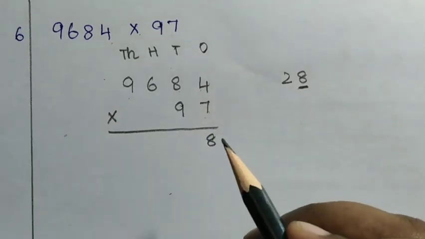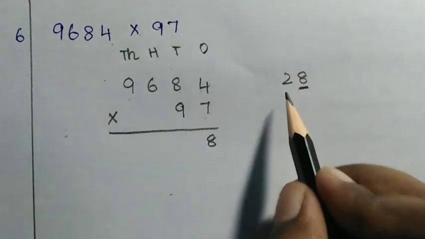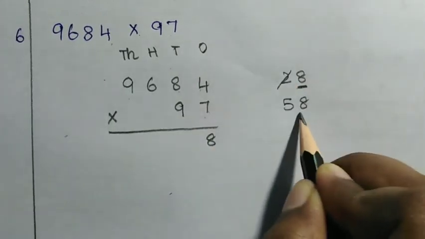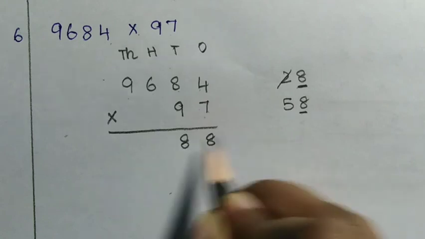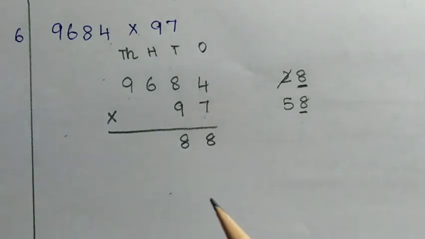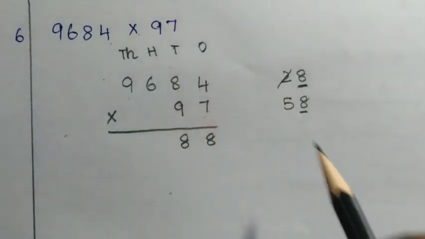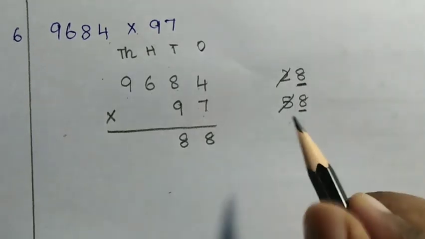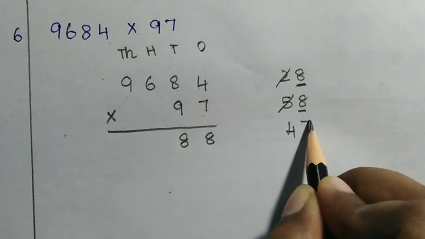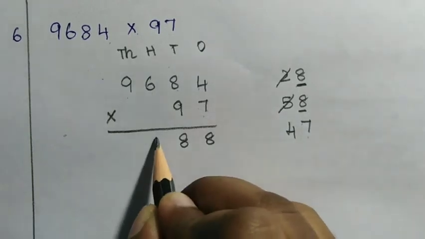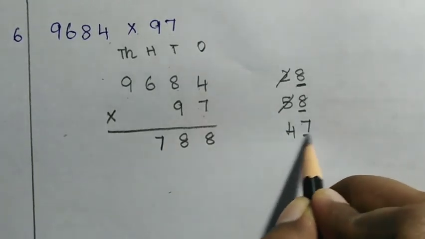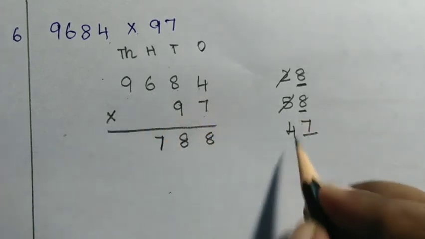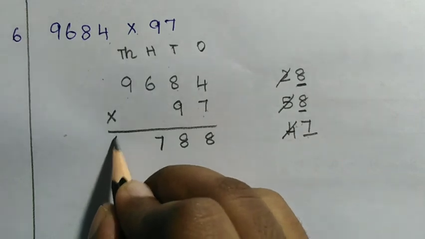8 7s are 56. 56 plus 2, 58. So 8 will be written over here and 5 is the carryover. 6 7s are 42. 42 plus 5, 47. So 7 will be written over here and 4 is the carryover. 9 7s are 63 plus 4, 67.